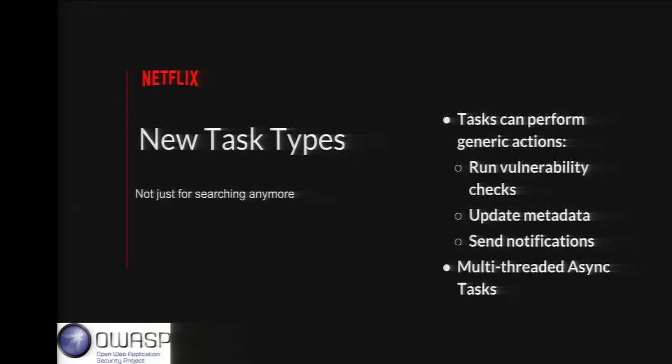So tasks now, instead of just searching, can also run checks, update the metadata, and send out notifications. We've also added a new multi-sync task type that allows building these security checks, whether it's a curl or some type of analyzer that will run with multiple threads. This async task is built the same way as any other task. You just flag it as async and it will run much faster than the original tasks would have because it's multi-threaded.